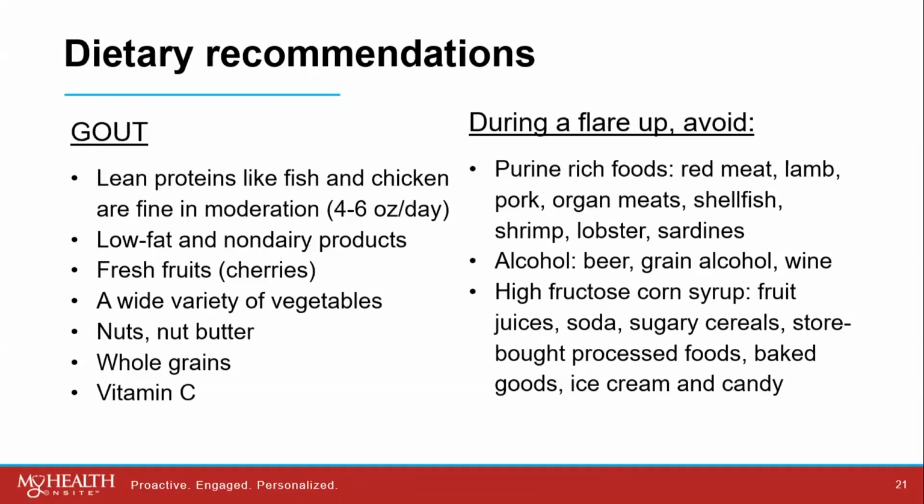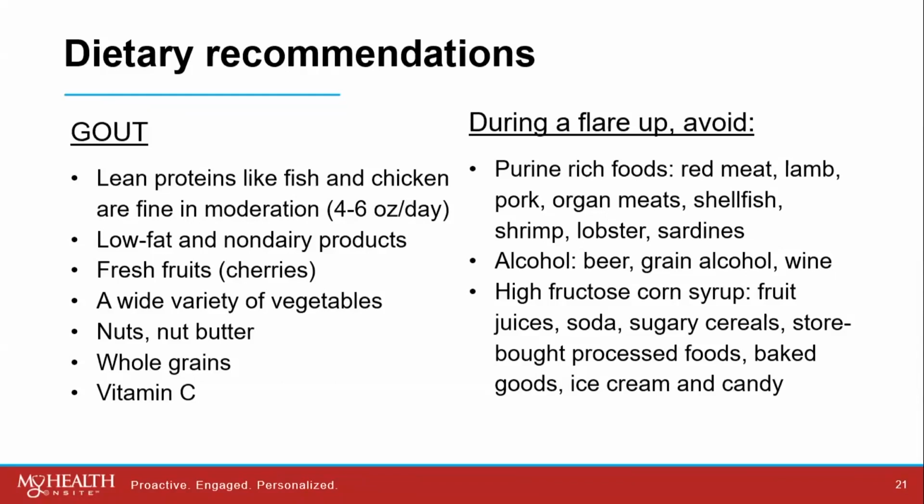We know the benefits of increasing a wide variety of vegetables, so that's recommended, along with nuts and nut butter, whole grains, and vitamin C, which may help lower uric acid levels, even more so than what's recommended in the RDA, which is the recommended dietary allowance per person per day. It might be beneficial to talk with your doctor about whether a 500 milligram vitamin C supplement might be worthwhile to try out if it fits within your diet and your medication plan. There is some research that says it might be beneficial in lowering those uric acid levels.